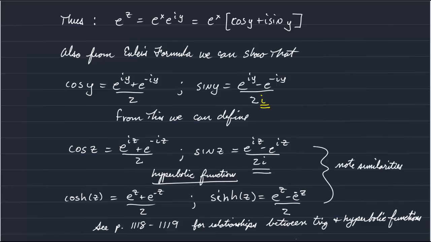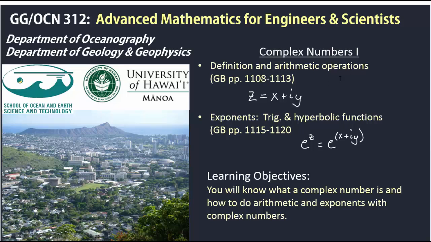So this concludes video 1 of complex numbers, where we looked at the definition of a complex number in Cartesian form. We learned how to add, multiply, and divide using this Cartesian form. And then we also looked at exponents and how they related to trig and hyperbolic functions. So I will conclude this video here.